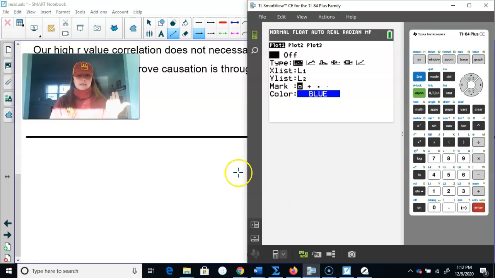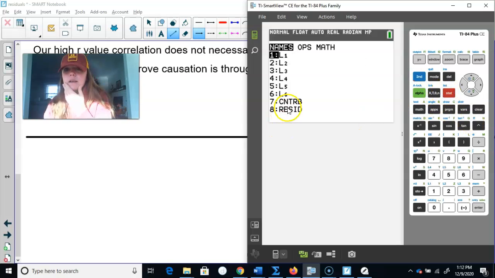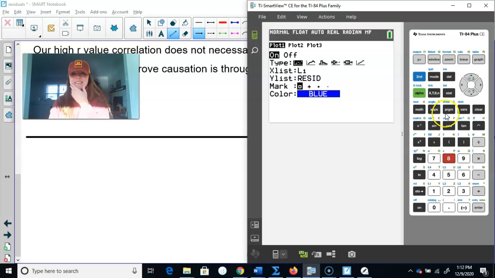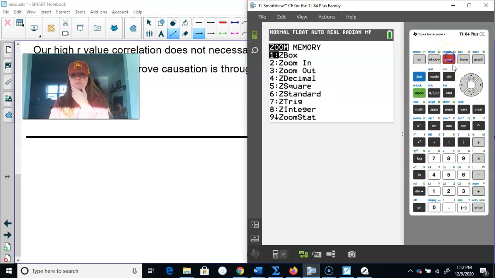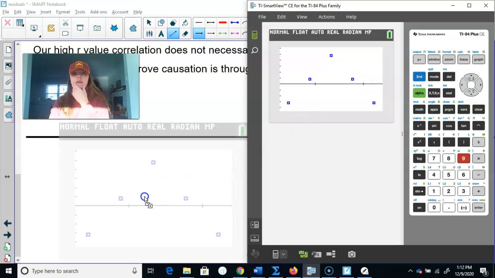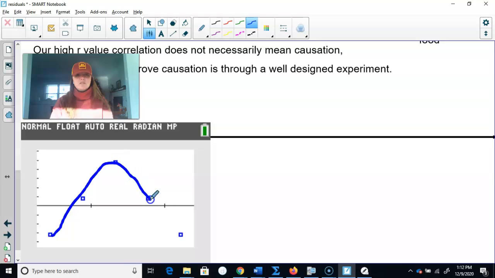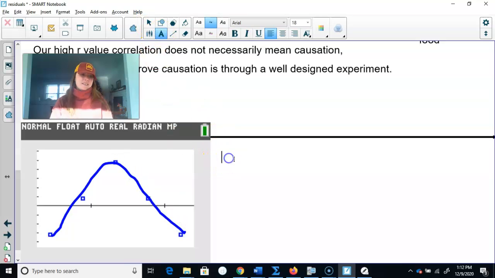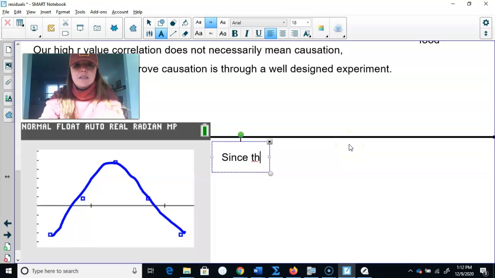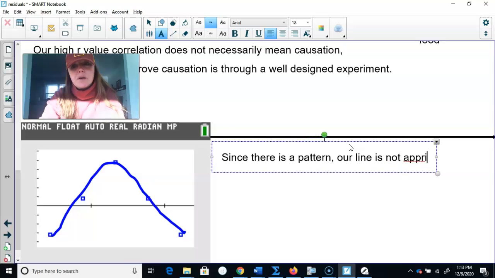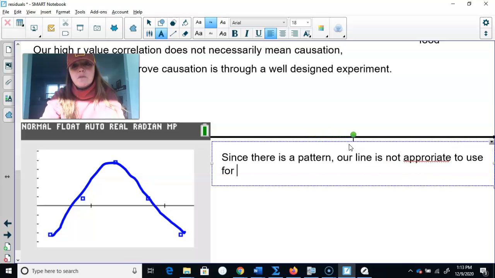And we can only do this after we run regression, after we get that line, that R and that R squared. We scroll down to L2. We hit second stat. And resid is right there, number 8. And now we can hit zoom 9. And what do you know? Look at that. We have a residual plot that looks like a V or a U, which means really our line is not appropriate for prediction. Since there is a pattern, our line is not appropriate to use for prediction.